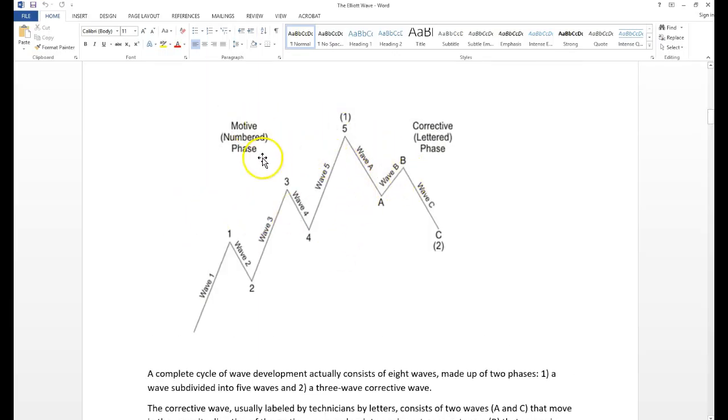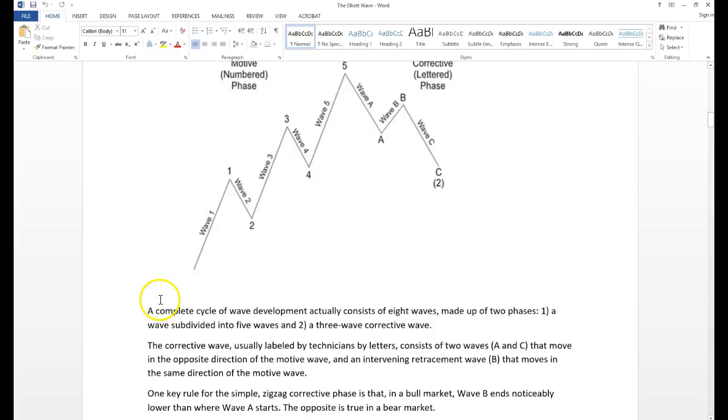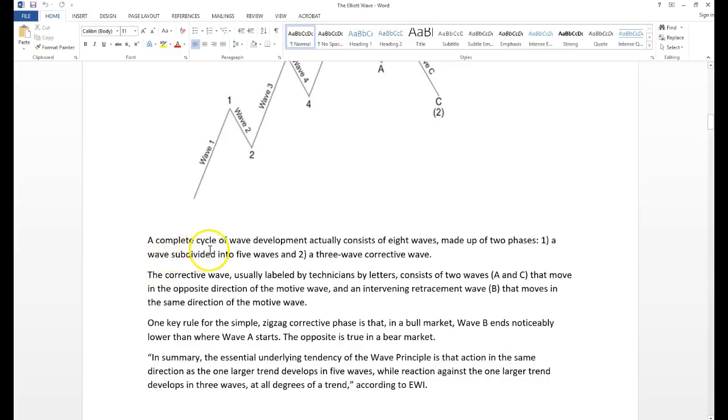Here's a complete cycle of the Elliott wave. You've got your motive wave and your impulses, followed by your ABC correction. And those are usually lettered. Your correction waves are lettered. Your motive waves are numbered, alright? A complete cycle of wave development actually consists of 8 waves, made up of 2 phases. You've got your motive waves divided into 5 waves, and then you've got your corrective wave divided into 3 pushes.